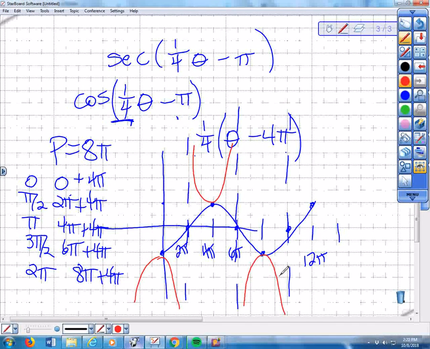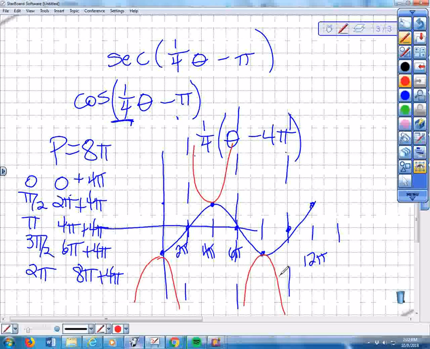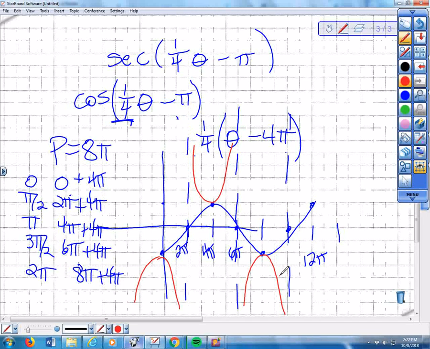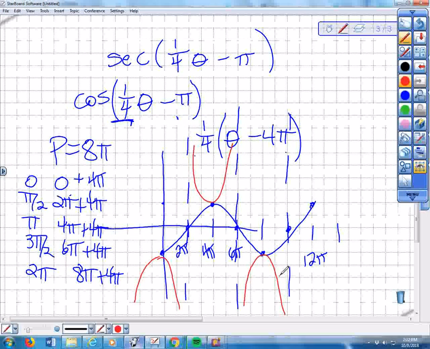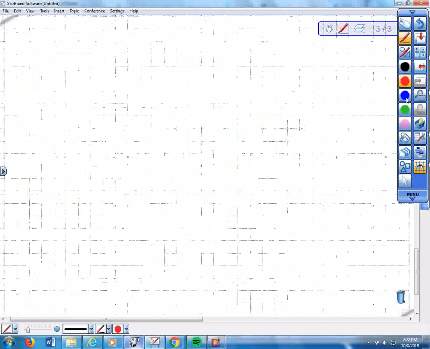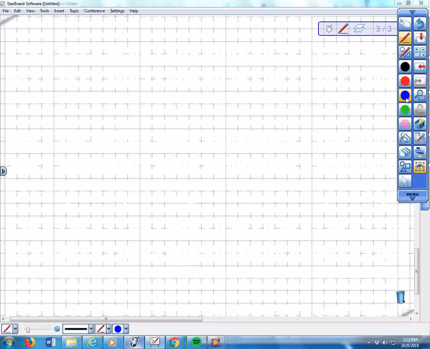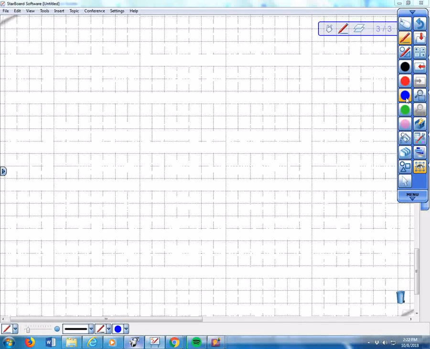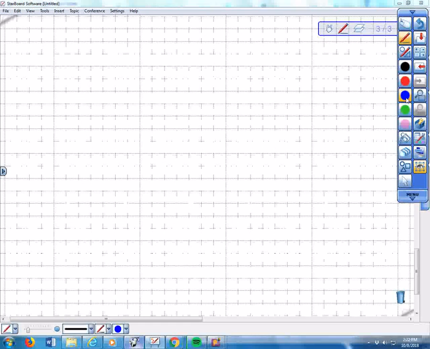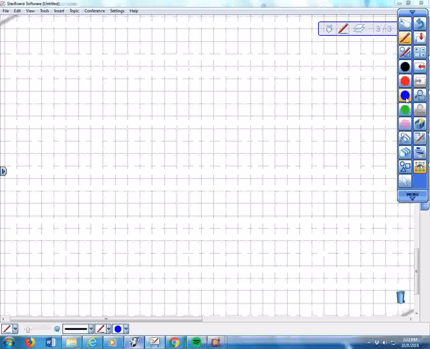Okay. Having the graphs there for you to see makes it a lot easier than making you graph them yourself. Okay. Now I have a secant. What would I want to graph for secant? Cosine. Was the last one secant too? Yeah, let's do cosecant this time.